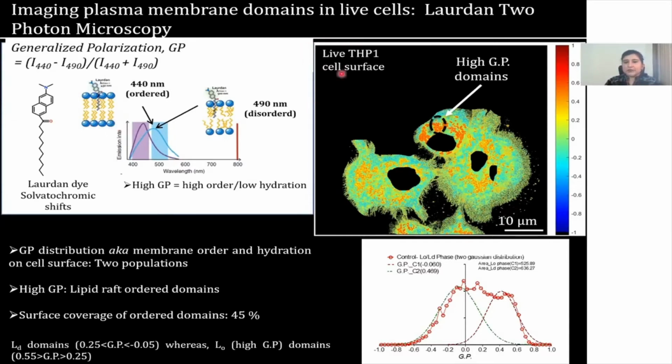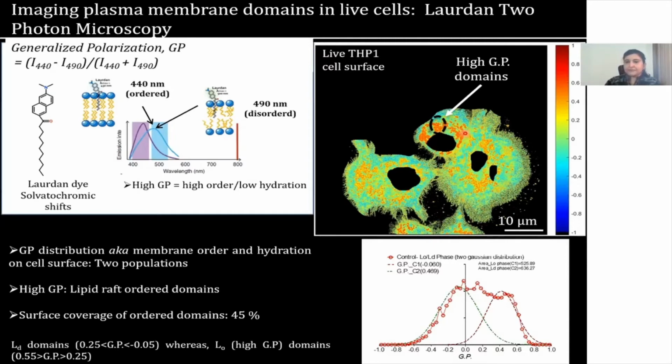We took our live THP1 macrophages, which is one of the most extensively used model cell lines for tuberculosis research, and we incubated these live cells with this dye. What you see here is a pseudo-colored GP map, wherein each and every pixel of this image depicts a particular GP value. Instantaneously you can see that the cell surface or the plasma membrane of these live cells is not uniform, but rather it has these orange colored regions, as shown here with the white arrow, which are high GP areas, or in other words, lipid domains of very low polarity or very compact in nature.